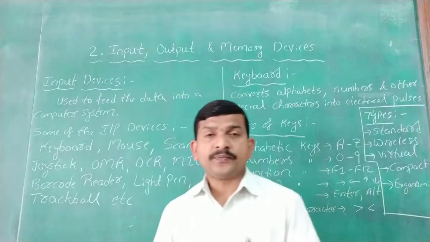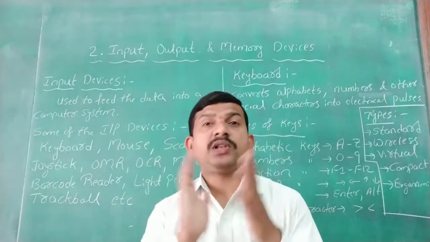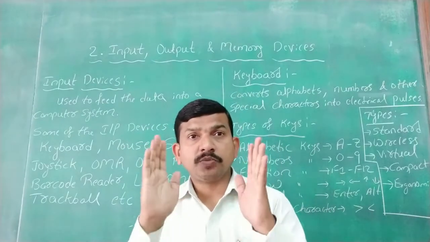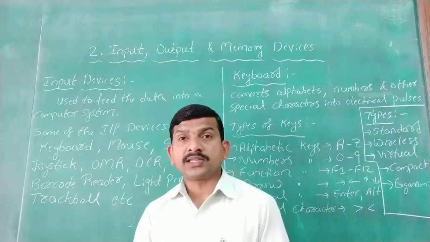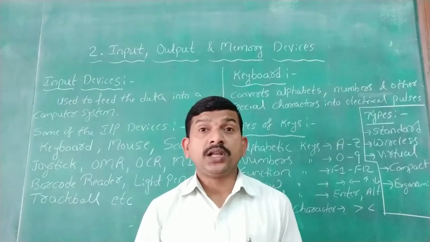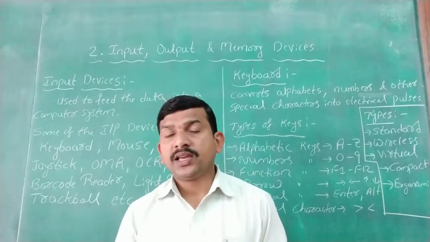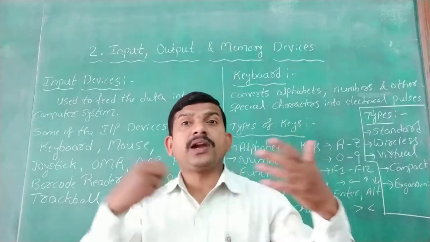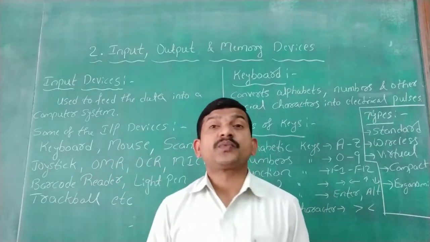Then OMR. OMR again is one machine. It is also one of the important input devices. With the help of that device, we are supplying data to the computer. We call them OMR sheets, and the device used to read those OMR sheets is OMR.